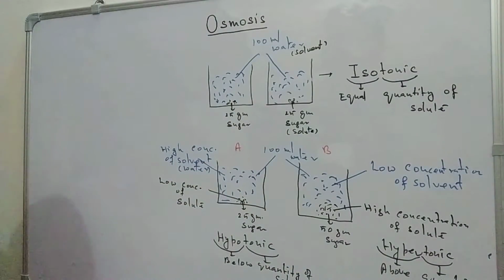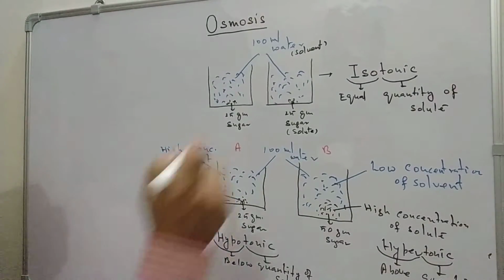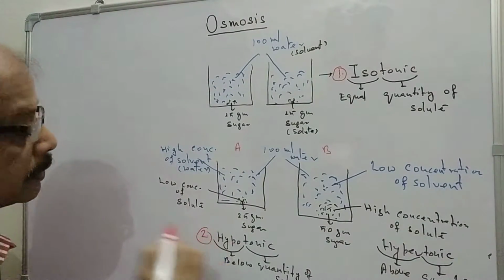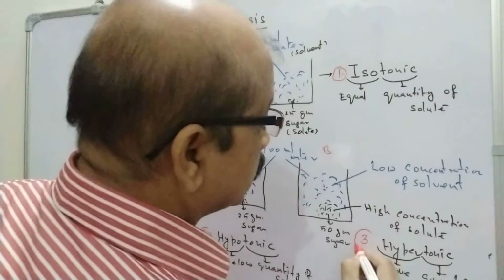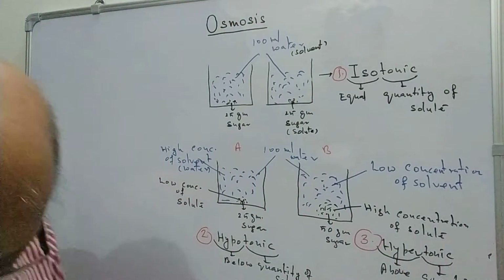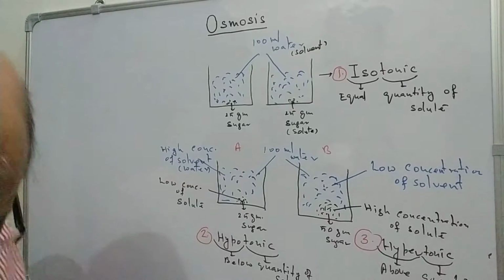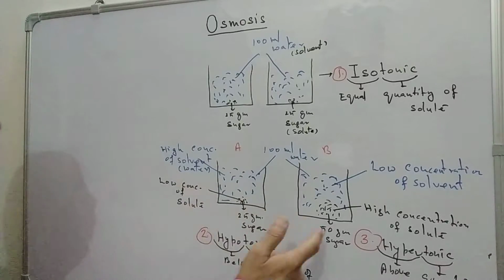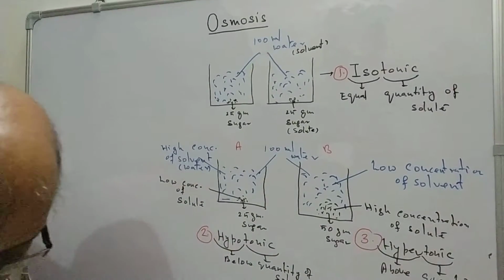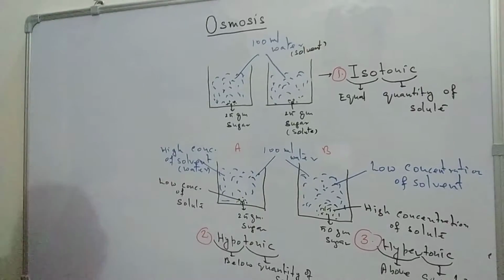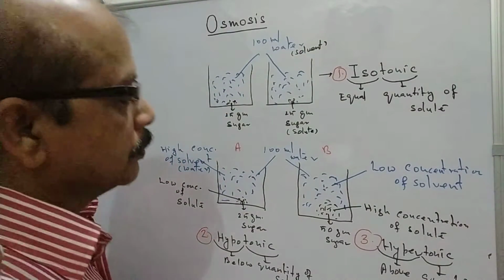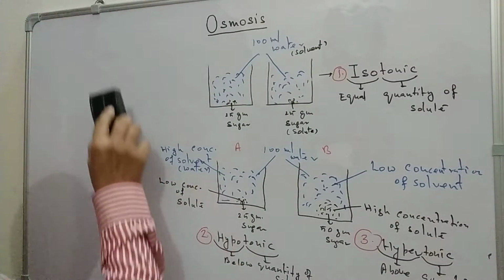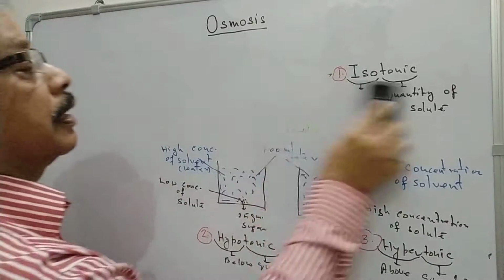Right? So three types of solutions are there. First is isotonic, second is hypotonic, third is hypertonic. Now in isotonic solutions, no movement can take place, but these solutions have movements. Now, how does the movement take place and how does the process of osmosis undergo? To understand this, we will take another experiment.